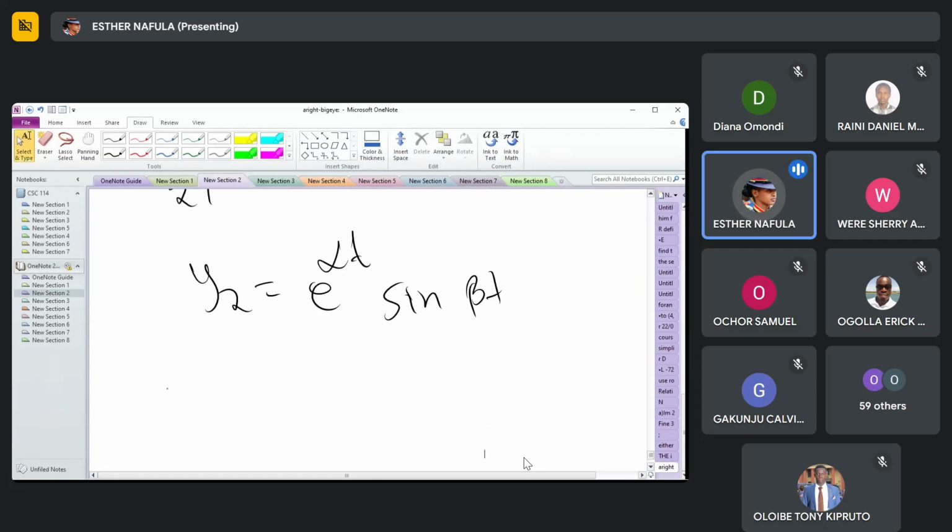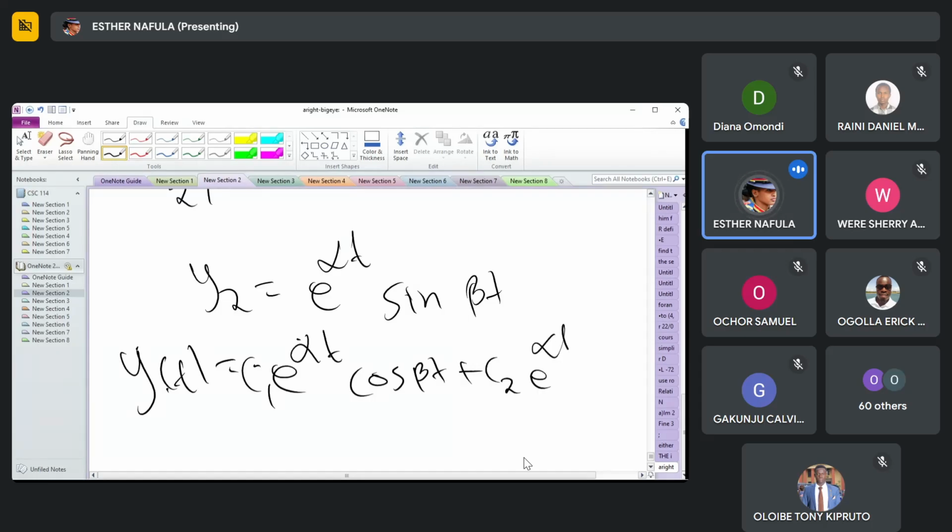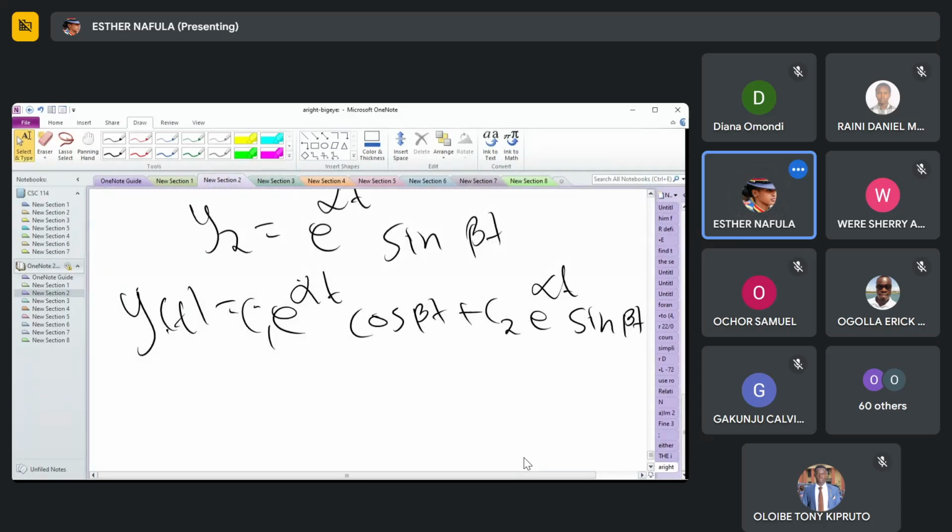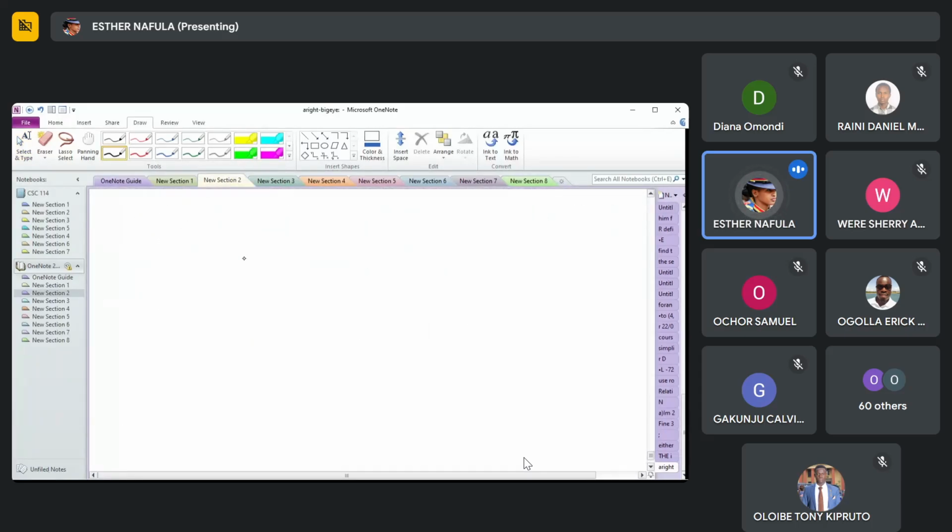The general solution y is given by c1 e to the alpha t cos beta t plus c2 e to the alpha t sine beta t. So if you're solving a second order ordinary differential equation and the roots are complex in nature, this is how you give a general solution. Back to our theta double prime plus k theta, but we had set our k equals lambda squared, theta equals 0.